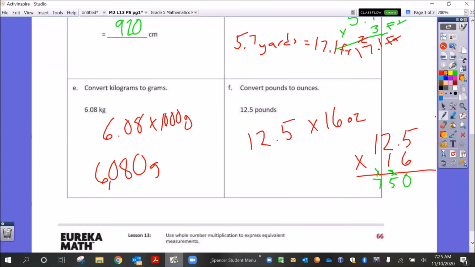Change colors again. Remember, we got to place that 0 when we shift into the tens place. 1 times 5 is 5. 1 times 2 is 2. 1 times 1 is 1. Then we can add. Oh, well, that's an interesting answer. It came out to 2,000 ounces exactly.